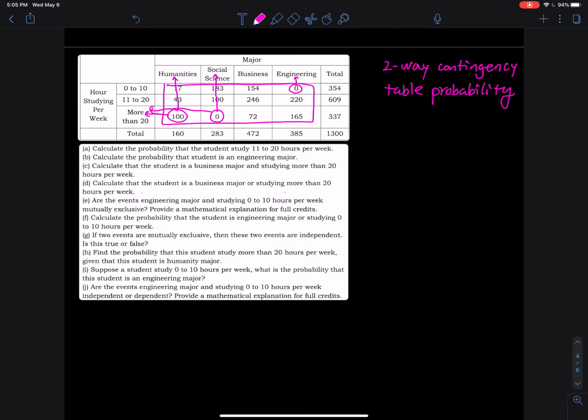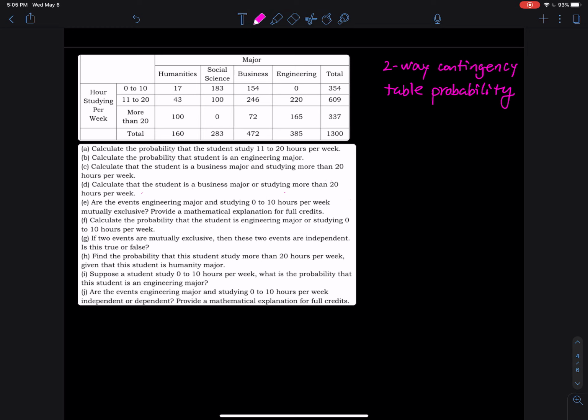And then let's get rid of these marks. Let's take a look at the column total. So for each one of these columns, humanity, we have 17 plus 43 plus 100 equals 160. Same thing for the rest of the columns. And then we have a row total. We have 100 plus 0 plus 72 plus 175 equals 377. And that's how everything else works. All right.